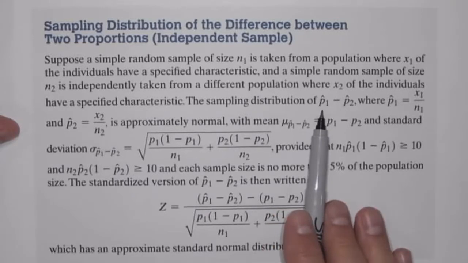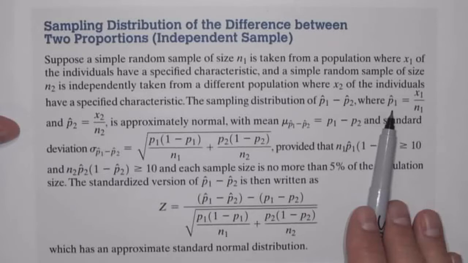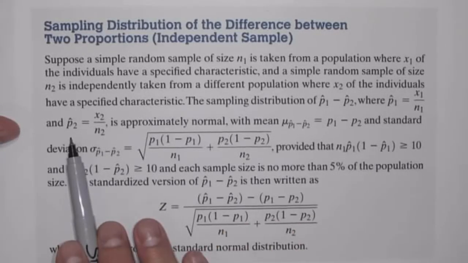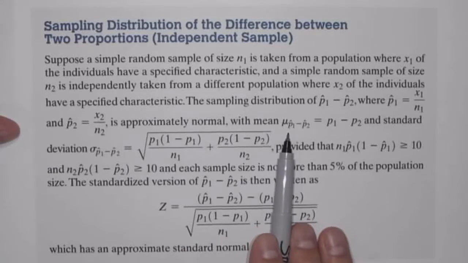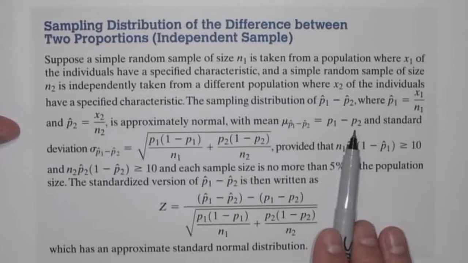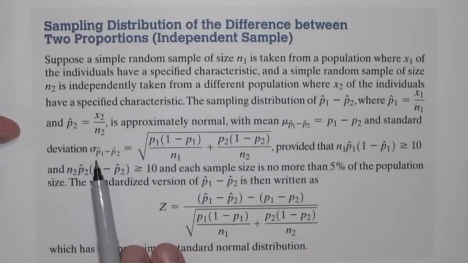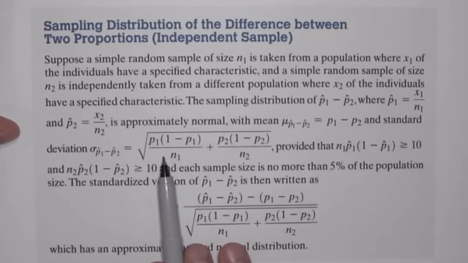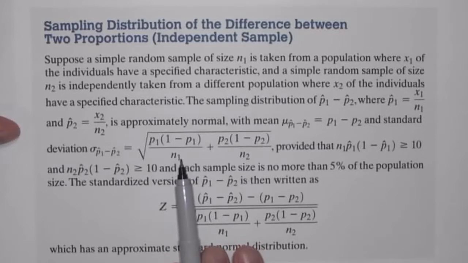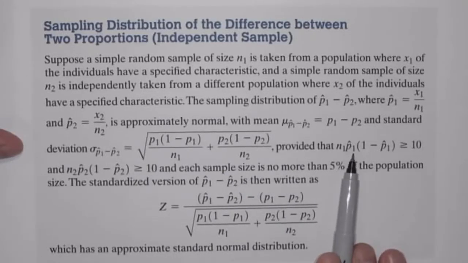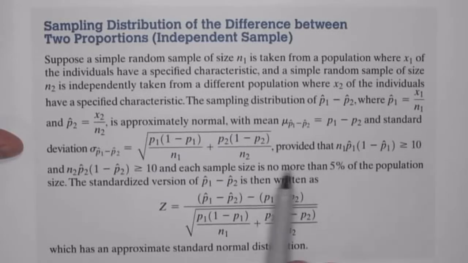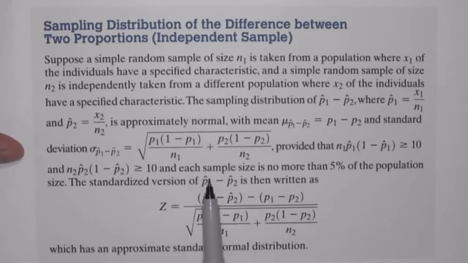The sampling distribution of p hat 1 minus p hat 2, where p hat 1 equals x1 over n1 and p hat 2 equals x2 over n2, is approximately normal, with mean mu sub p hat 1 minus p hat 2 equals p1 minus p2, and standard deviation sigma sub p hat 1 minus p hat 2 equals the square root of p1 times 1 minus p1 over n1 plus p2 times 1 minus p2 over n2, provided that n1 times p hat 1 times 1 minus p hat 1 is greater than or equal to 10, and n2 times p hat 2 times 1 minus p hat 2 is greater than or equal to 10, and each sample size is no more than 5% of the population size.